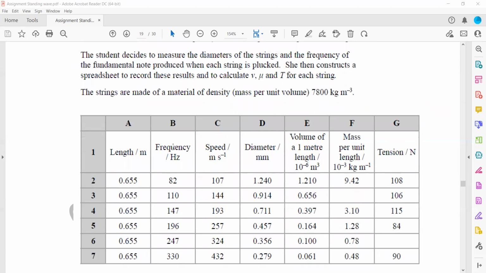Now this is a spreadsheet, with the values the student completed. The first column has length. The second one, frequency. The third one, speed. The fourth one, diameter, volume of 1 meter, mass per unit length, and then the tension.